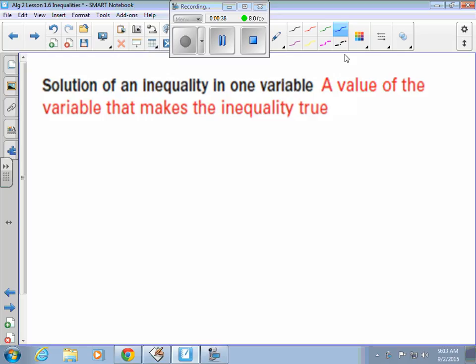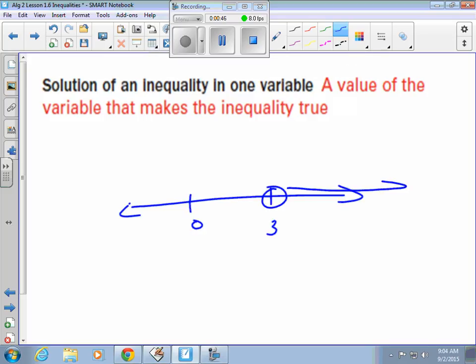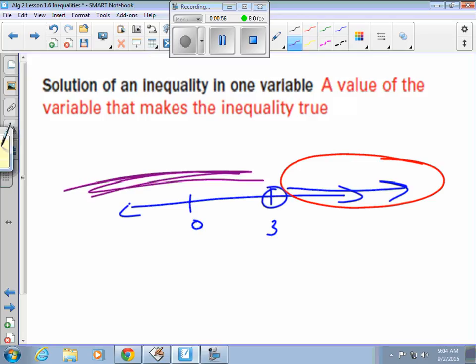A solution is any value that makes it true. So if I take the same one, x is greater than 3 that I said a second ago, a solution would be anything that fell in this area right here. Anything that's greater than 3, not counting 3 in this case. All this area this way would make it not true. So that means that wouldn't be a solution. So anything over there is a solution.